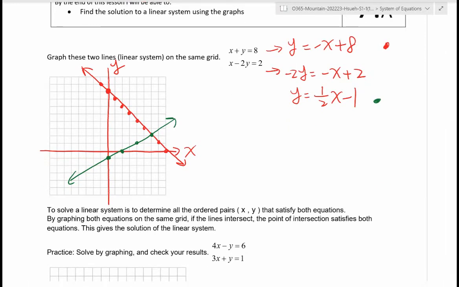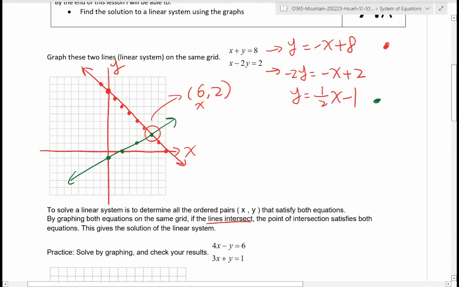It says, by graphing both equations on the same grid, if the lines intersect, that means the point of intersection satisfies both equations, and that gives us the solution of the linear system. If you look at this example, this point right here is the point of intersection, and this point has a coordinate of 1, 2, 3, 4, 5, 6. Oh, hold on, let me double count. 1, 2, 3, 4, 5, 6. So 6 comma 2. Again, this means the x value is 6 and the y value is 2.